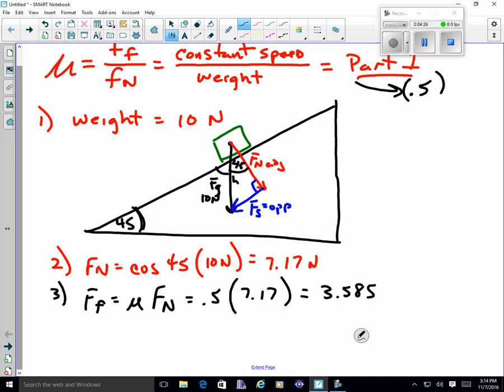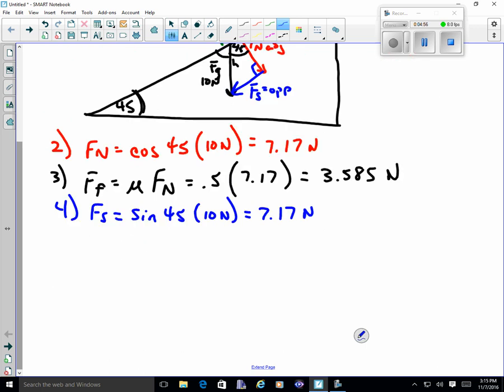On number 4, it says using the weight from number 1, calculate the sliding force. Well, your sliding force is the opposite side, so now instead of using the cosine, I'm going to say that the sliding force is going to be the sine of 45 times 10 newtons from gravity, because part of that gravity got divided up into sliding force. And that's 7.17 newtons as well.